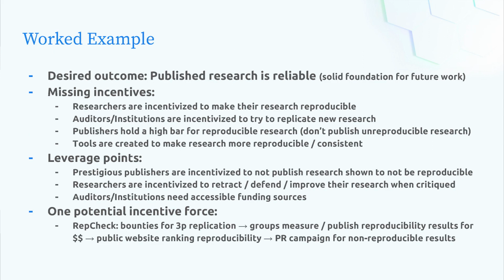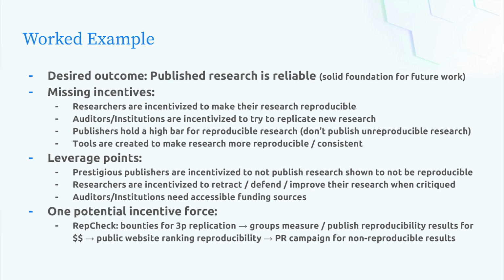A worked example: just pulling one of the bottlenecks that we discussed yesterday in psychology, around making sure that published research is reliable, aka reproducible. There are a lot of missing incentives there. The main one is incentivizing researchers to make their results reproducible and connecting that incentive back and forth. You have a number of leverage points, including publishing and enabling auditors to go and demonstrate where results actually are reproducible.